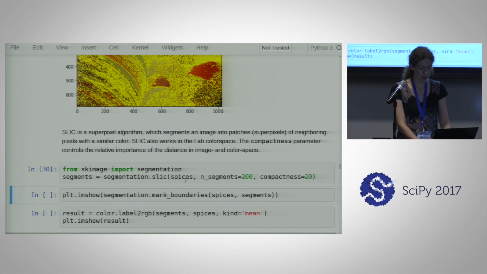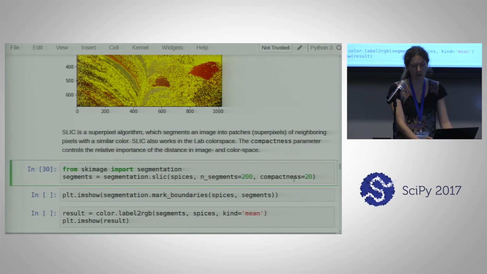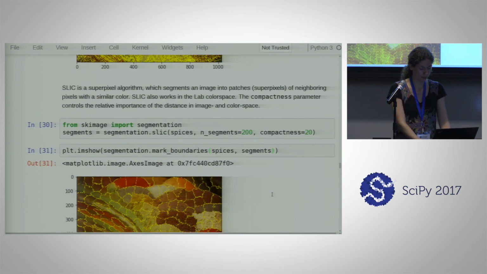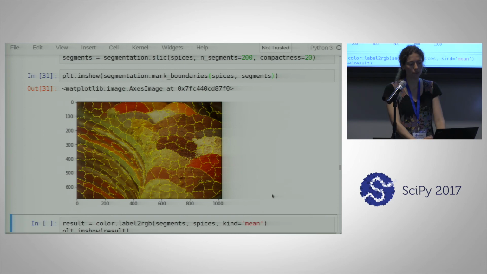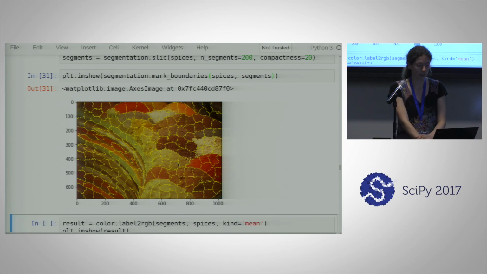And I executed it on the spices image. I say that I want 200 segments with this compactness parameter that is close to the default value. And then I plot the resulting segmentation. So you see that the superpixel algorithm segments different patches that are quite compact, but that the boundaries of the patches lie quite well on the boundaries of the objects I want to segment. So this is quite nice.